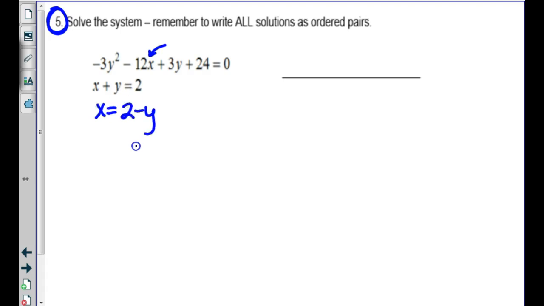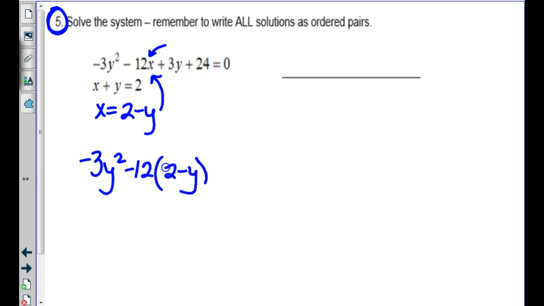Yeah, and I'd probably just be lazy and leave it like that. Not even write negative y plus 2. All right, so now we're going to put that in here so that we have a negative 3y squared minus 12 times 2 minus y plus 3y plus 24 is all equal to 0. So if you do your substitution step and it starts looking really messy, maybe go back and try the other variable.